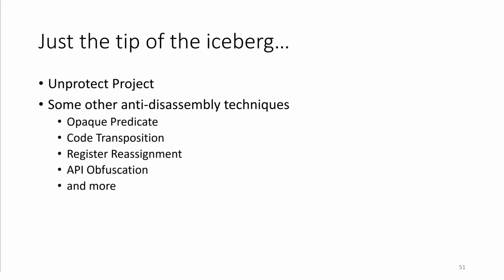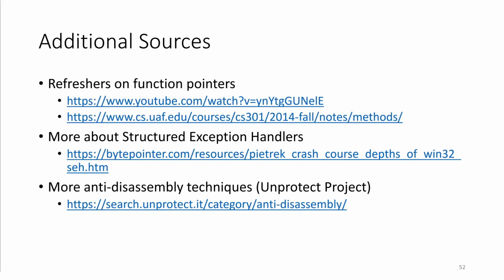Their page about anti-disassembly referenced a number of techniques not covered in the book, including opaque predicates, code transposition, register reassignment, API obfuscation, and more. These are beyond the scope of this presentation, but I thought they were worth mentioning just to give a glimpse at what else is out there. As stated previously, nearly all the content of this presentation is based on the Practical Malware Analysis book, but here are a few extra sources, including some about function pointers, one about structured exception handlers, and a link to the Unprotect project site that I referenced on the last slide.